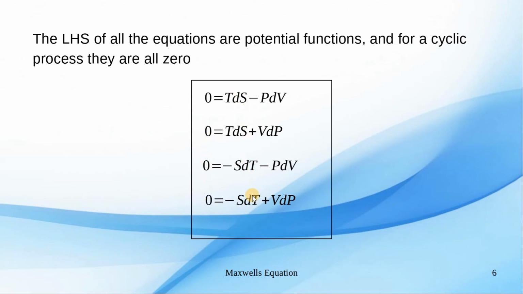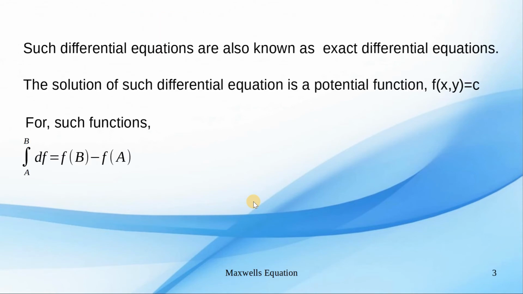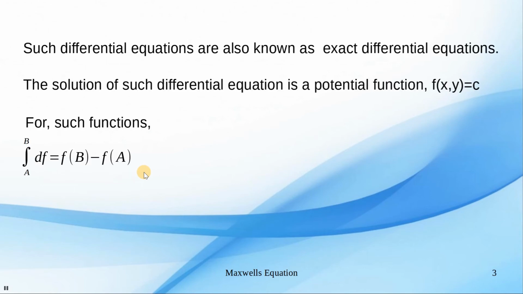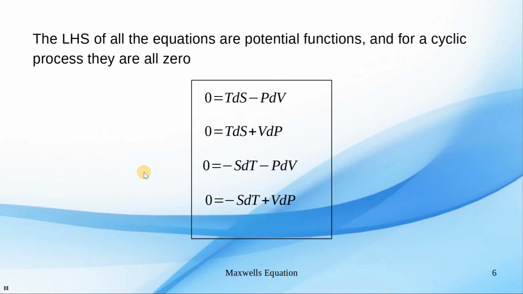Therefore, now we get these four equations in the form as shown earlier, that is M dx plus N dy is equal to 0. And since the LHS are nothing but potential functions, all those equations are exact, and the rule ∂M/∂y at x is equal to ∂N/∂x at y applies to all these four equations. So we apply this rule now.